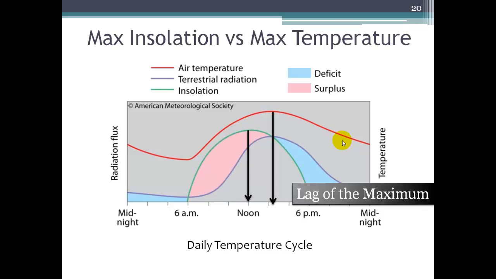It's true throughout the course of a day, as we see here. It's also true, a very similar graph would appear throughout the course of a year. So the maximum insolation in the northern hemisphere would be on the summer solstice, but the maximum temperature for the northern hemisphere occurs in late July and August, lag of the maximum.